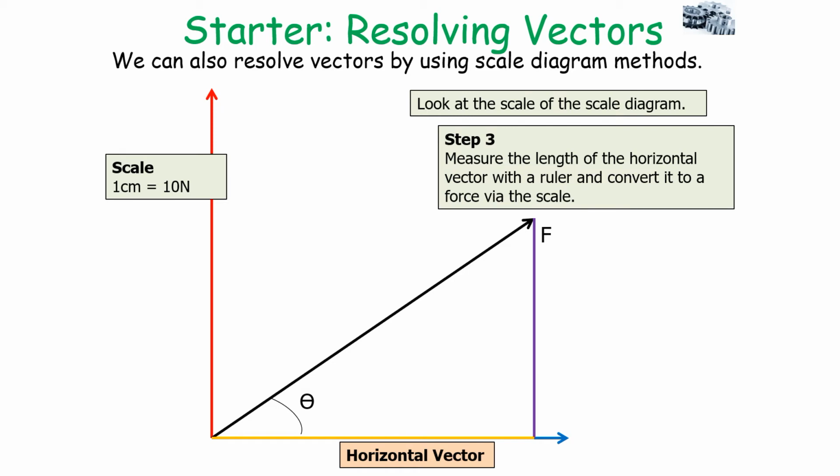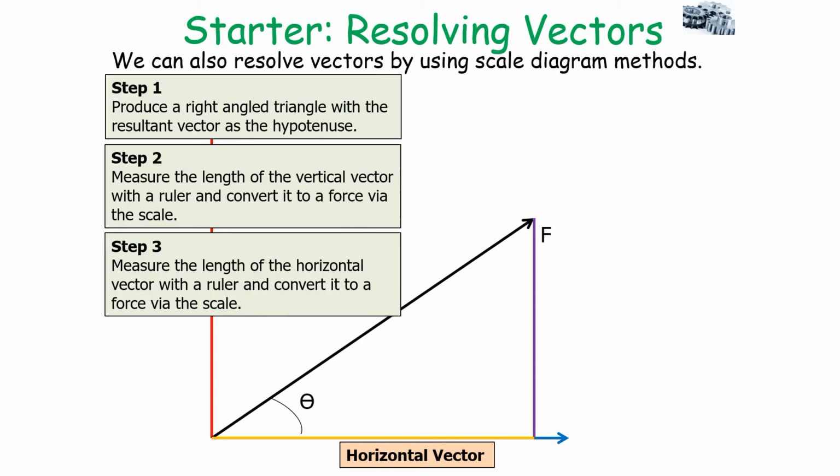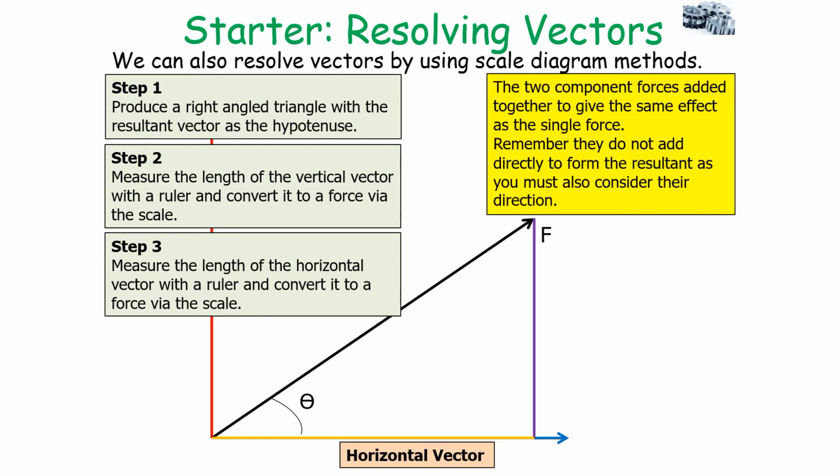You would then measure the length of the horizontal vector with a ruler and convert it to a force via the scale. So just to clarify again, to resolve vectors by using scale diagram methods, you produce a right angled triangle with the resultant vector as the hypotenuse. You measure the length of the vertical vector with a ruler and convert it to a force via the scale. You then measure the length of the horizontal vector with a ruler and convert it to a force via the scale. Now remember, the two component forces added together give the same effect as the single force, but you don't have to add them directly to form the resultant, because you've also got to consider their direction.